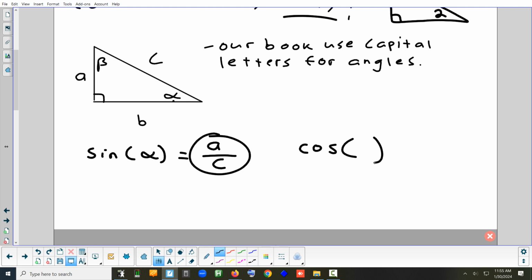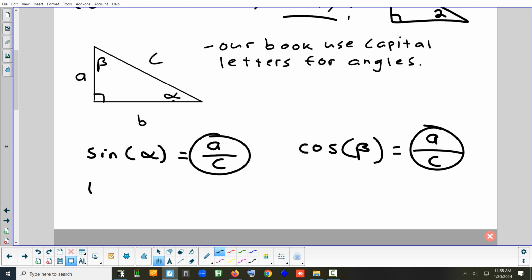And what angle in this triangle is complementary? Or in other words, what angle do you add to alpha and it gives you 90? Beta. Beta is complementary to alpha. So I put the word co in front of that, and I put an angle here that was complementary. Let's see what this comes out to. Adjacent over hypotenuse. If you're at beta, adjacent is A, and hypotenuse is C. Came out exactly the same.